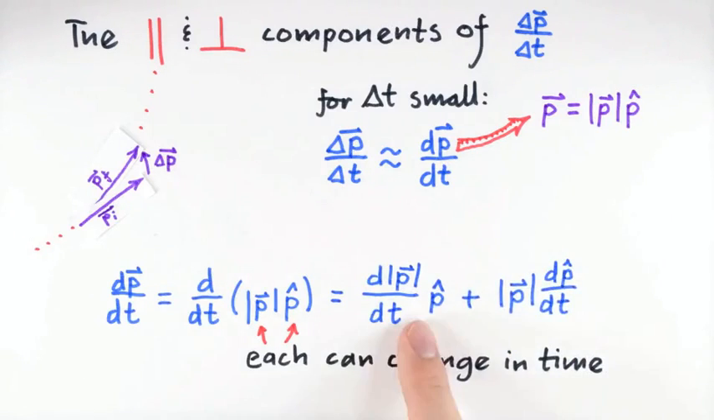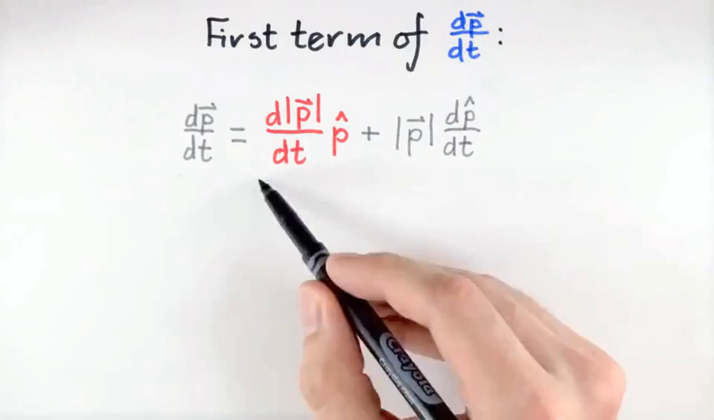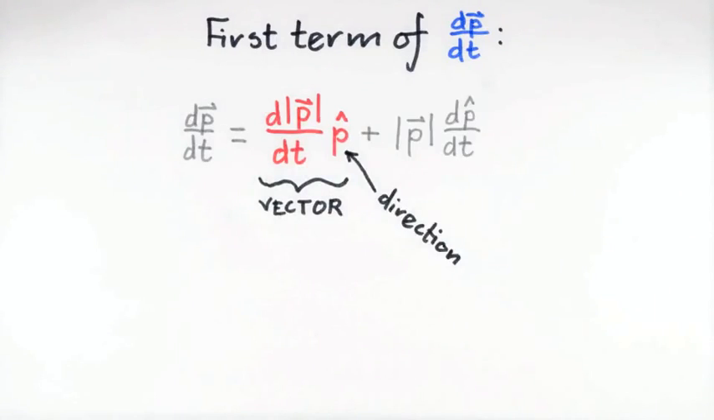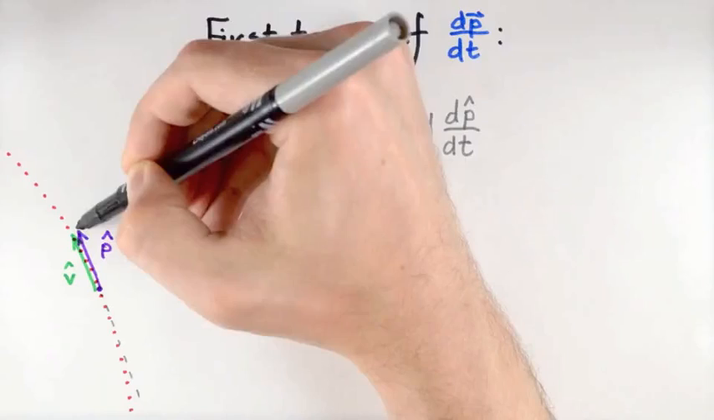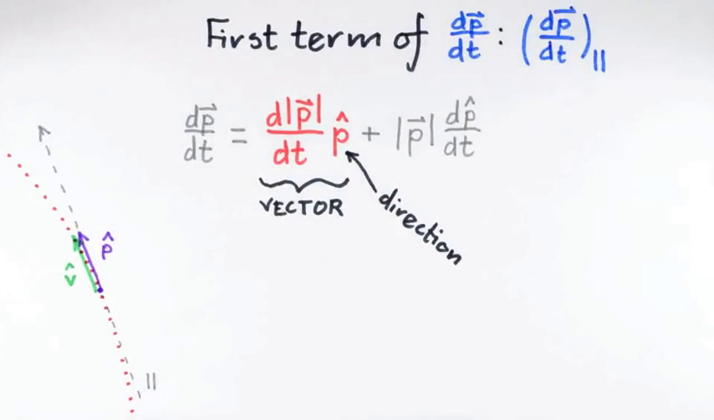We examine each of these terms separately to understand what each means physically. Looking at the first term, we notice that this vector points along p hat, which means this vector is parallel to the direction that the object is moving. In other words, p hat, and for that matter, the velocity unit vector v hat, point along the parallel axis we discussed earlier. For this reason, we sometimes refer to this vector as dP dt parallel, the parallel part of the full derivative dP dt.